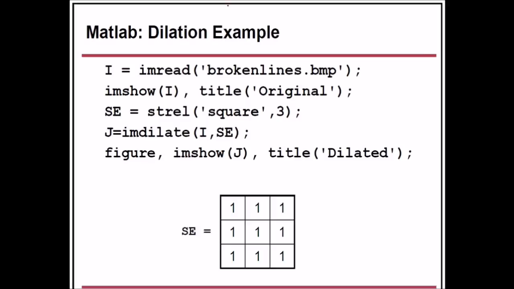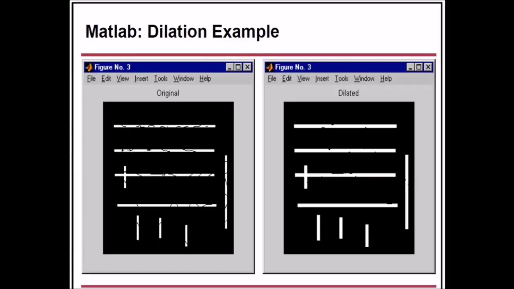This is the dilation example in MATLAB. So we have this imdilate. You can use this imdilate to dilate, and this is the structuring element. This is also an example of dilation. See, all these broken images are being covered or joined.